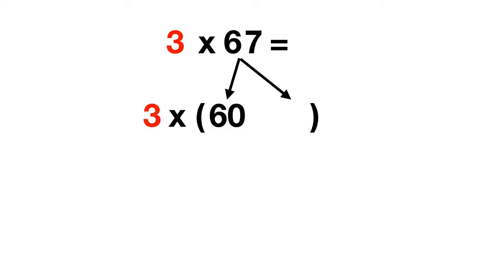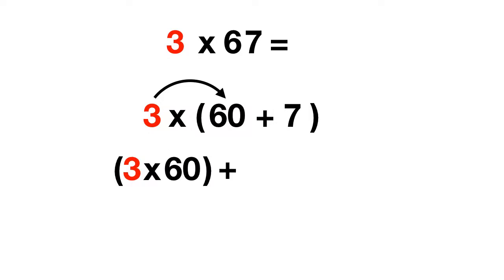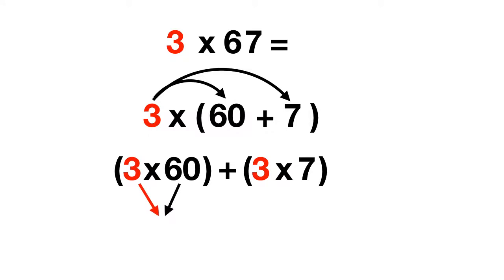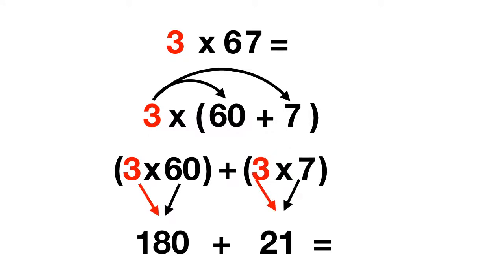Here's your last one for today. Use the distributive property to figure out what 3 times 67 equals. Well, you could rewrite the problem as 3 times 6 tens, or 60, plus 7 ones, or 7. Then use the distributive property to first multiply 3 times 60, then multiply 3 times 7. 3 times 60 gives you 180, and 3 times 7 gives you 21. When you add 180 plus 21, you get 201. So 3 times 67 equals 201.